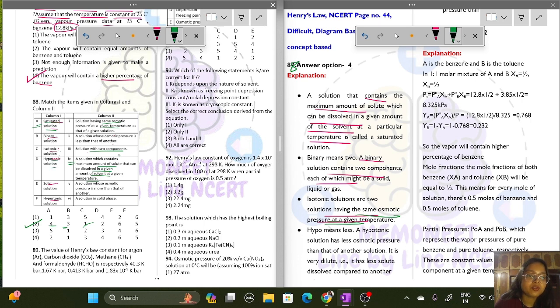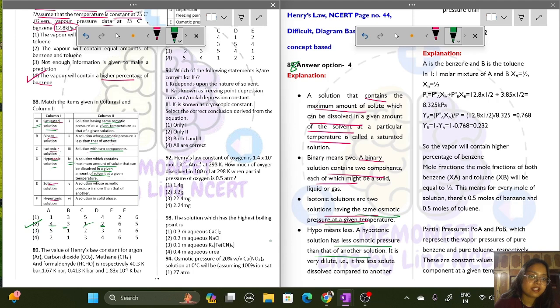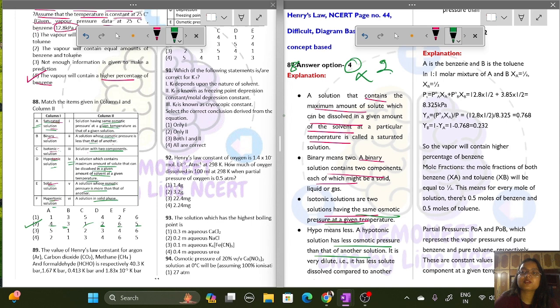Next is hypotonic. Hypotonic means that it will have less osmotic pressure than the other solution. So option D will have 2 as the correct match. Next is solid solution. It is in solid phase, option 6. And option F, hypertonic solution, its osmotic pressure is more than that of another, option 5. So option 2 will be the correct option for question number 88. Not option 4, but option 2 is the correct option.